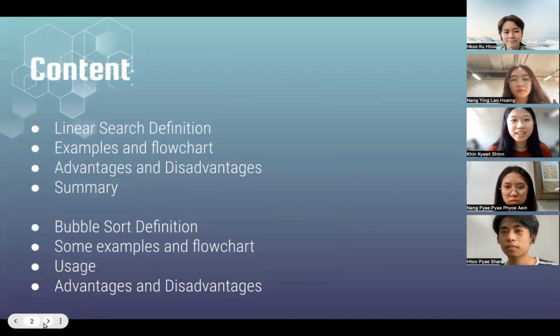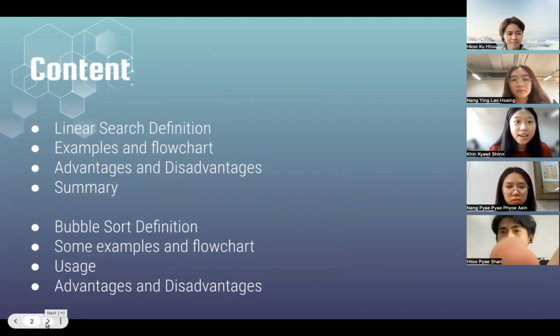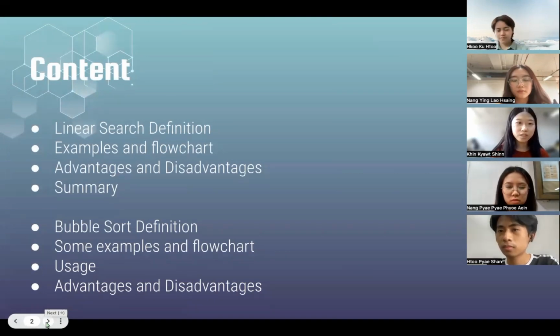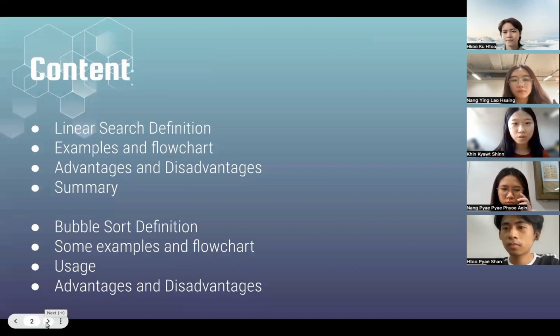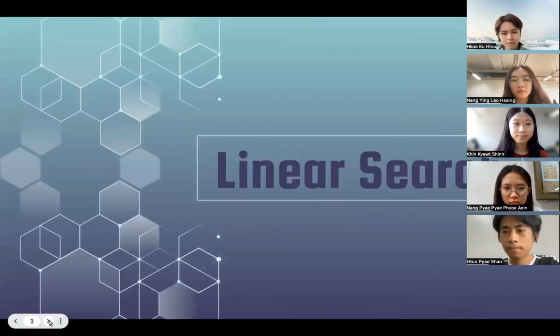Today's content includes linear search definition, some example and flowchart, both advantages and disadvantages of using linear search, and its summary. In the second part of the presentation, bubble sort definition, some example and a flowchart, the usage of bubble sort, and advantages and disadvantages will be discussed. I'll be taking over the first part of the presentation, which is linear search.